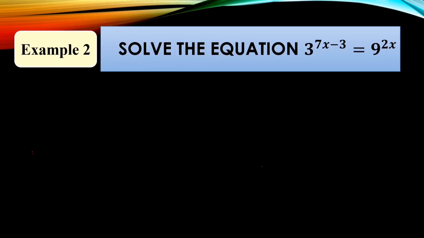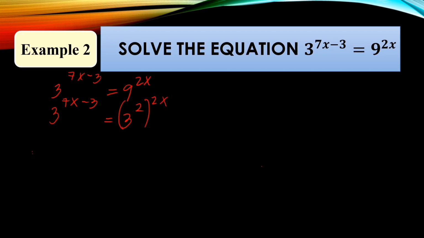Let us have example number 2. Solve the equation 3 raised to 7x minus 3 is equal to 9 raised to 2x. If you can see, the bases are not the same. That's why we're looking for the common base. What is the common base between 3 and 9? The answer is 3. So 3 raised to 7x minus 3 is equal to 3 squared, because if you multiply 3 times 3 is 9, all raised to 2x.